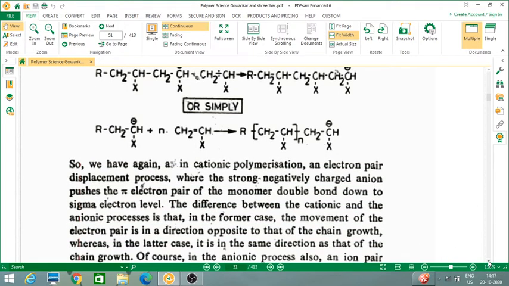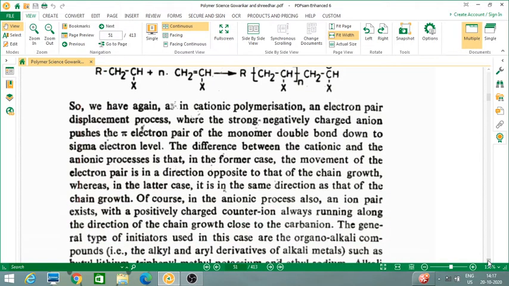So we have again, as in cationic polymerization, an electron pair displacement process, where the strongly negative anion pushes the pi electron pair of the monomer double bond down to sigma level. The difference between the cationic and the anionic process is that in the former case, the movement of the electron pair is in the direction opposite to that of the chain growth, whereas in the latter case, it is in the direction same as that of the chain growth.